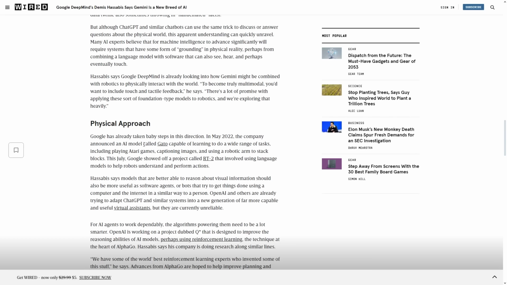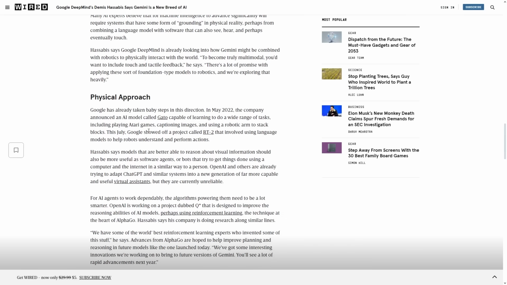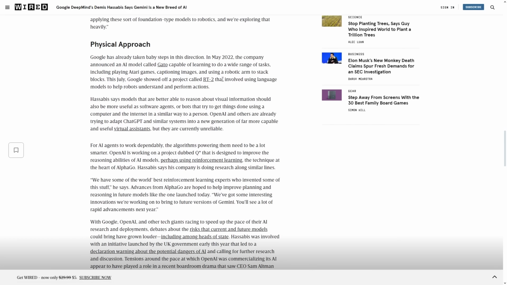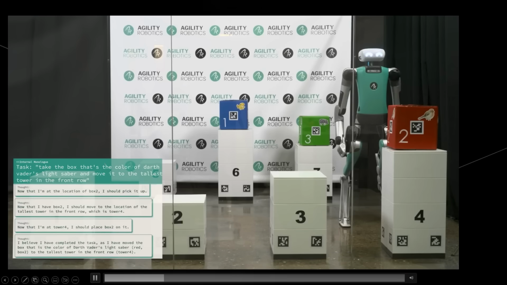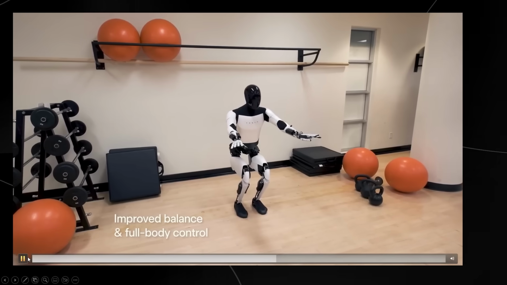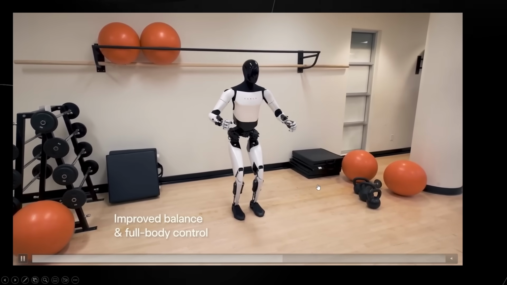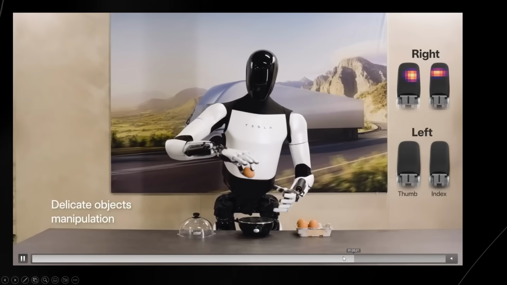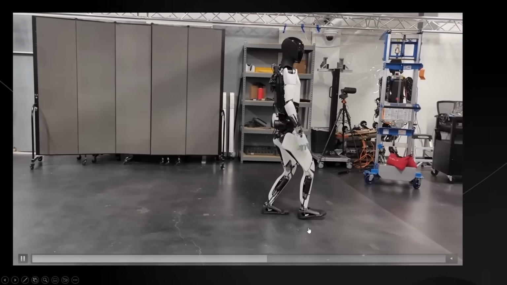In May 2022, the company announced an AI model called Gato, capable of learning to do a wide range of tasks, including playing Atari games, captioning images, and using a robotic arm to stack blocks. And then they showcased a project called RT-2 that involved using large language models to help robots understand and perform actions. So that's why things like this, and of course Tesla's bot, are going to be super interesting in terms of what we're able to see, because I believe this kind of thing is only the beginning. Now it's starting to get real attention and real investment from a lot of people, because people realize just how much this stuff can truly change the world. Hopefully there are going to be several more breakthroughs over the future to make this stuff a reality.